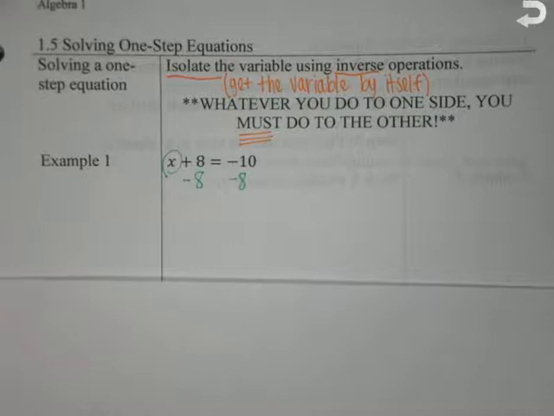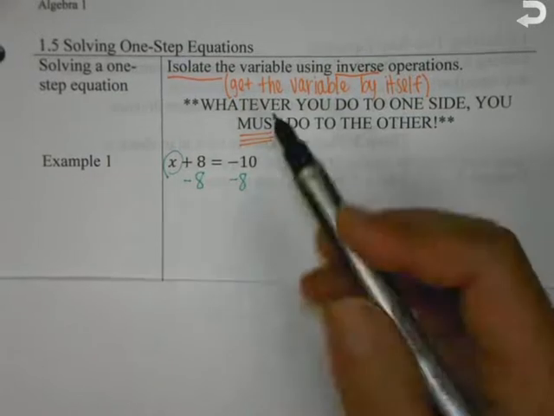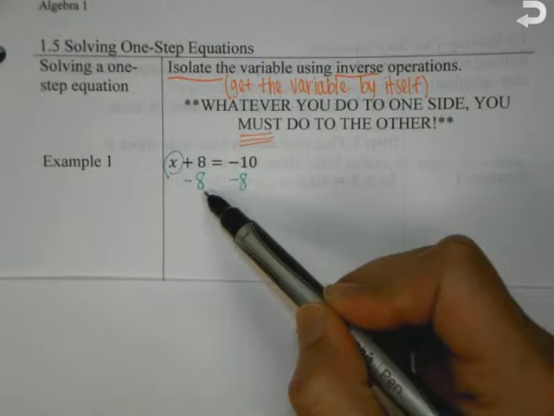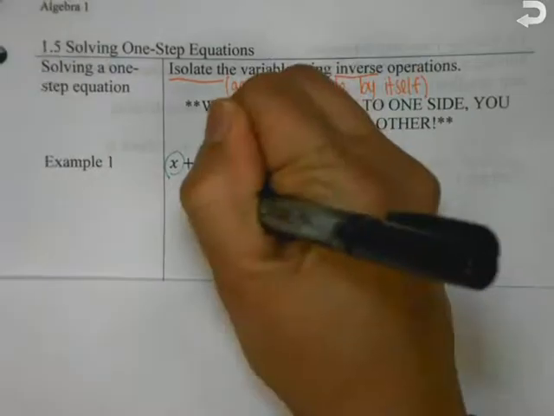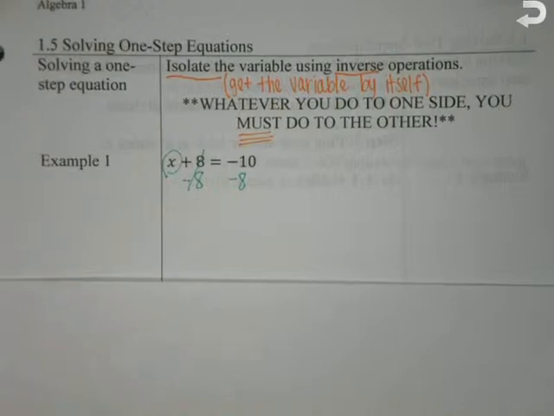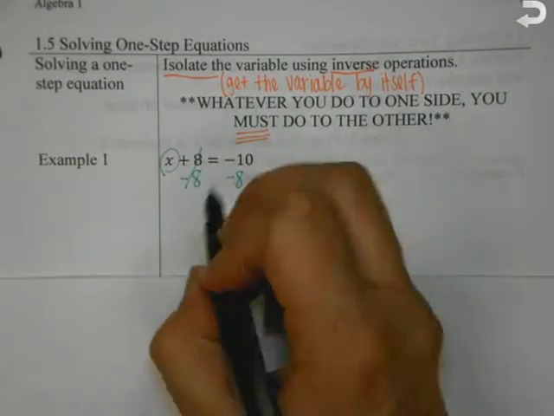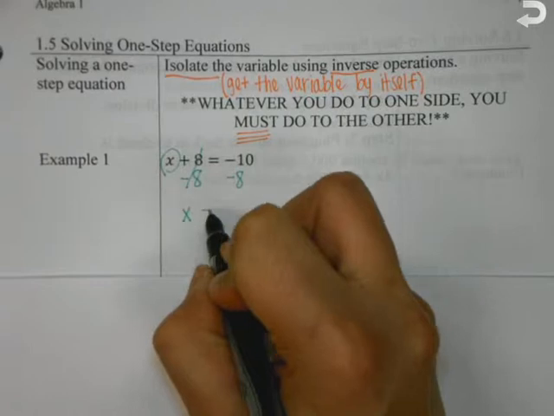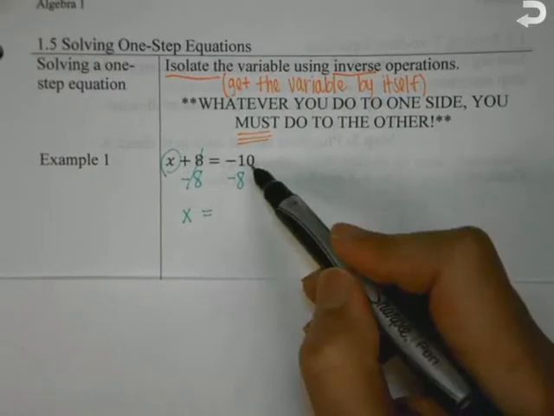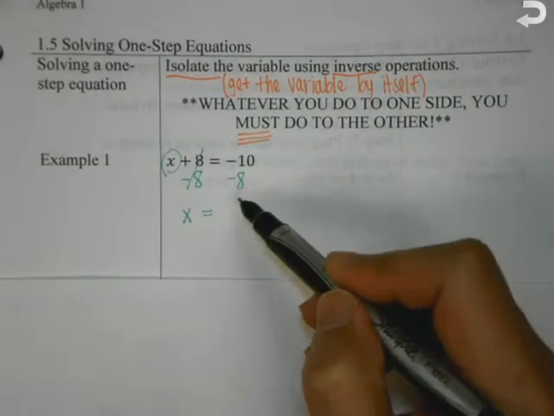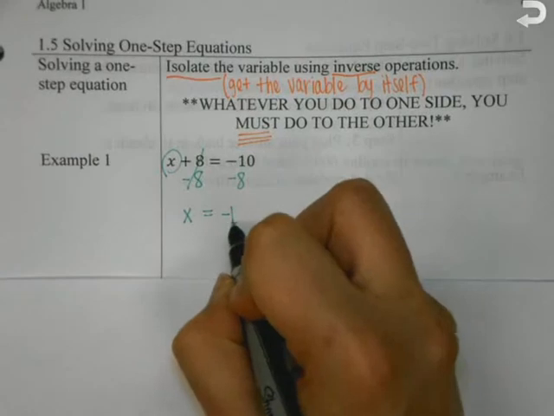So what does that do? Let's look at it. What's positive 8 minus 8? 0. So they cancel each other out. That's what we want to happen. We want to get this guy to be 0. So then we have X by itself equals negative 10 minus 8. What's that going to give me? Very good. Negative 18. And that's your answer.